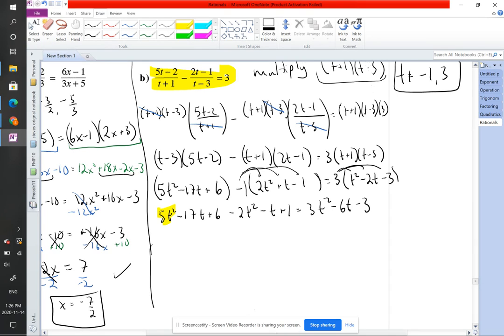We're just trying to solve for a value of t, just to remind you of what we're doing. So I'm going to combine my like terms on this side, 5t squared minus 2t squared. That's going to give me 3t squared. Then I've got -17t minus t is going to be -18t. And then I'm going to have +6 and +1 is going to be +7.